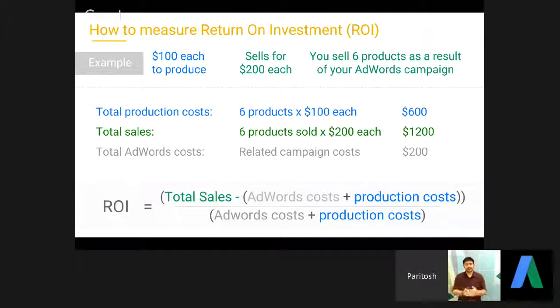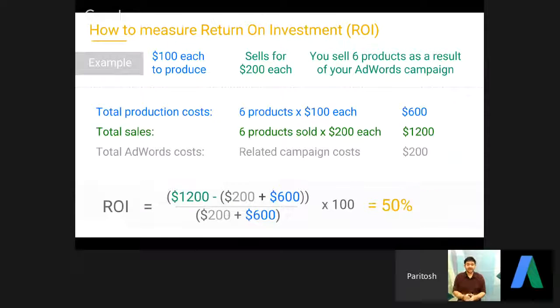So when you are calculating your return on investment, you will basically be looking at your total sales minus the AdWords cost plus production costs, divided by your AdWords and production costs. When you do the math, you'll be able to see that we've made a return on investment of 50%. If you think that is good enough for you, then it basically means that your account is well structured and there's nothing else which you need to do.